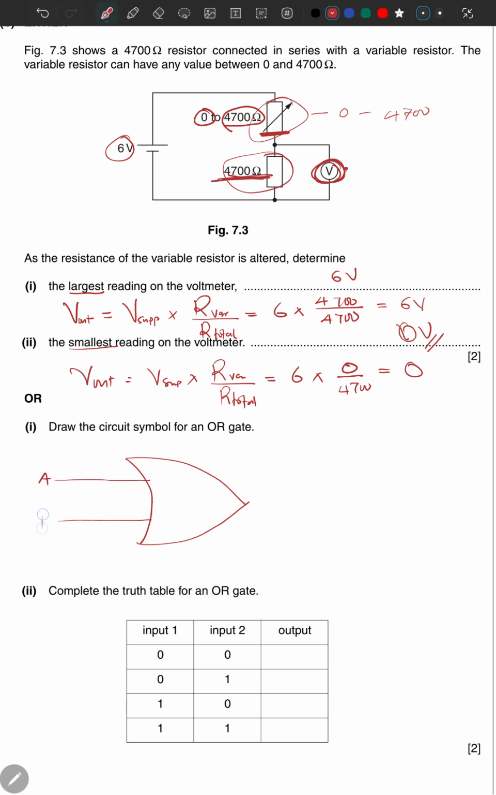So you can have 2 inputs and 1 output. That's how an OR gate looks. If I add a nose here, it now becomes a NOR gate.